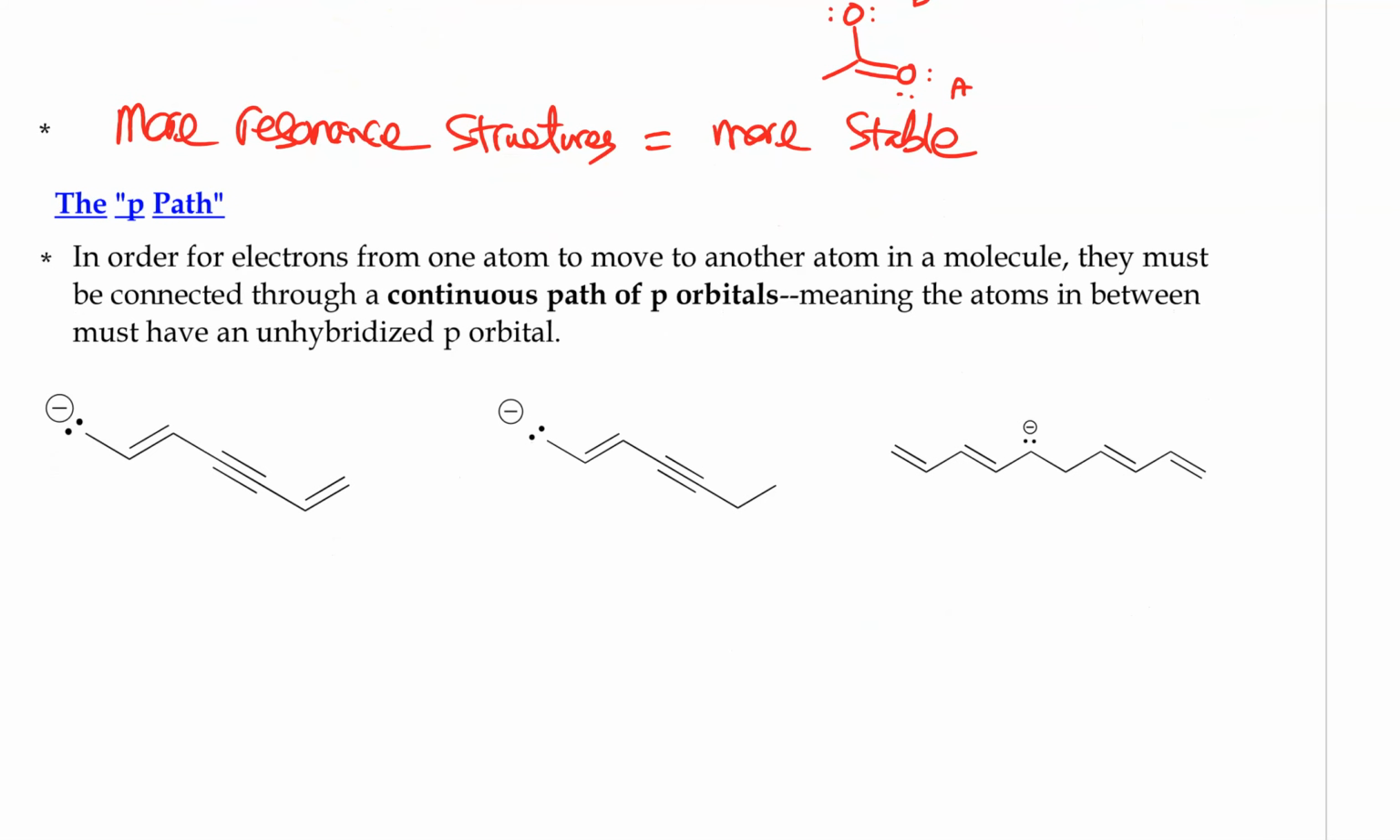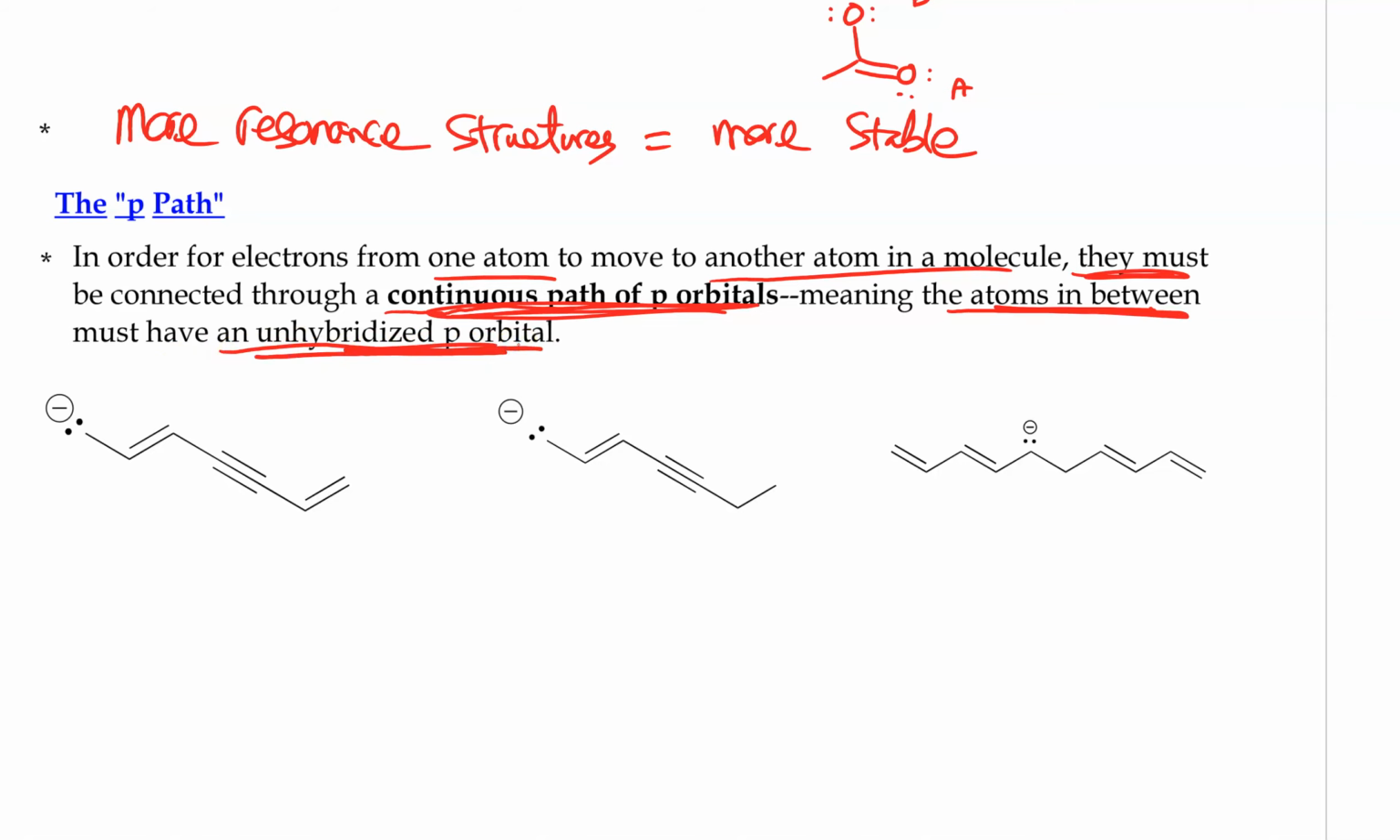And now, in order for an electron to move from one atom to another atom in a molecule to produce a different resonance structure, the 2 atoms must be connected through something that we call a continuous path of p orbitals. So they need to have a continuous path of p orbitals in order for an electron to move from one atom to another atom. And this continuous path of p orbitals means that all of the atoms in between the 2 atoms that we're interested in must have an unhybridized p orbital in them.